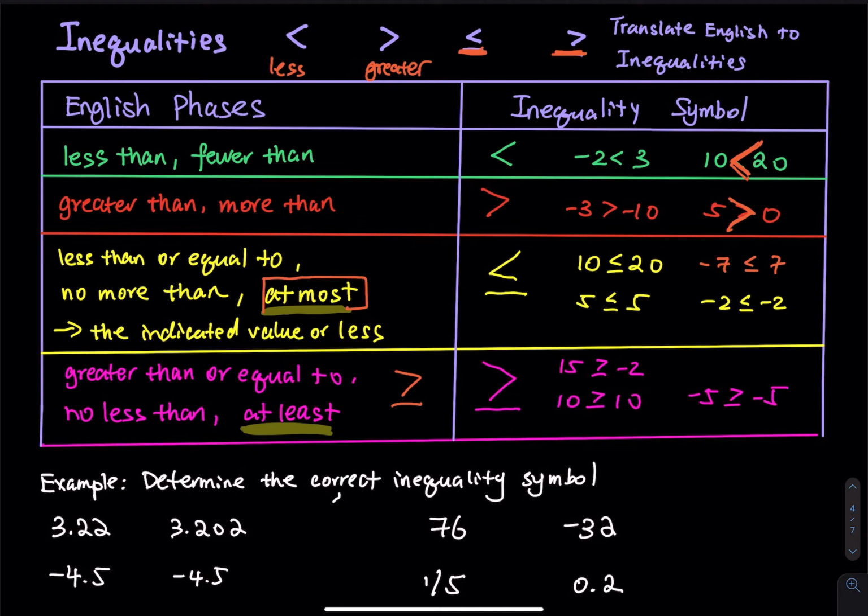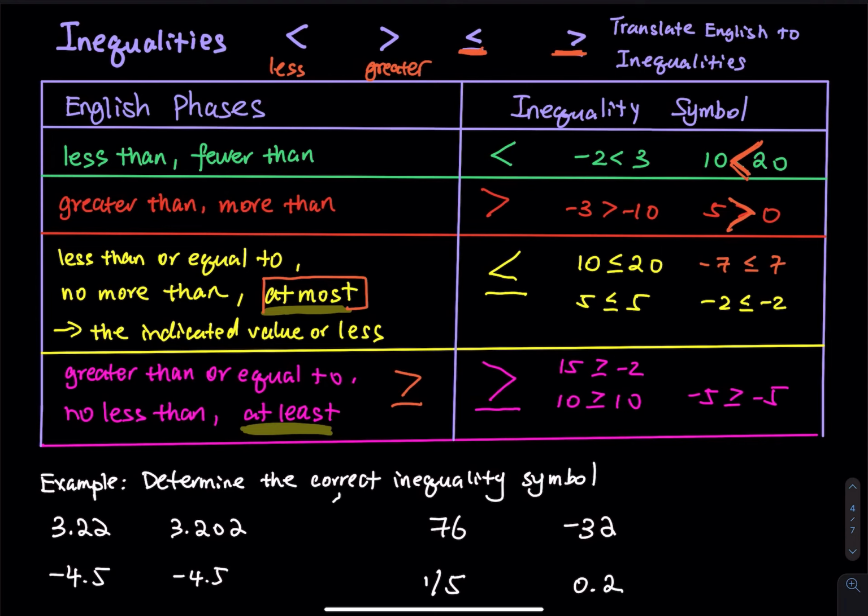But when it comes to at most and at least, you have to take care of the equal. So let's take a look at the inequality. 15 is greater than or equal to -2. So the greater than is satisfied, then we don't need to worry about the equal. 10 is greater than or equal to 10. The equal is already satisfied, then you don't need to worry about the greater than. -5 is greater than or equal to -5. The equal is satisfied, then we don't need to worry about the greater than.